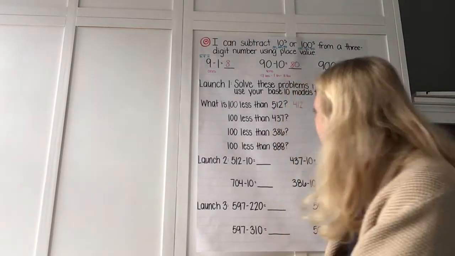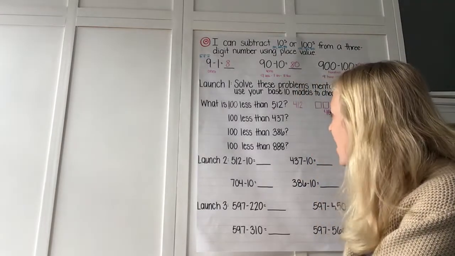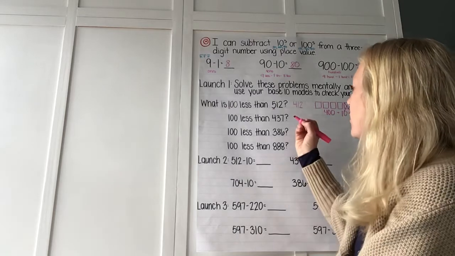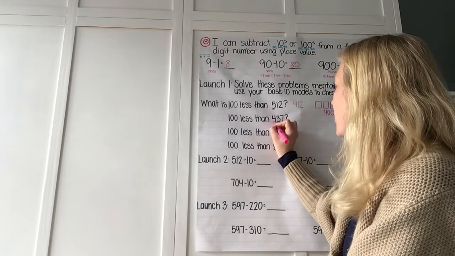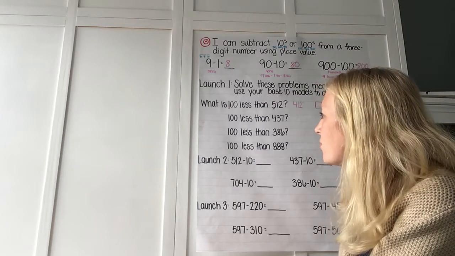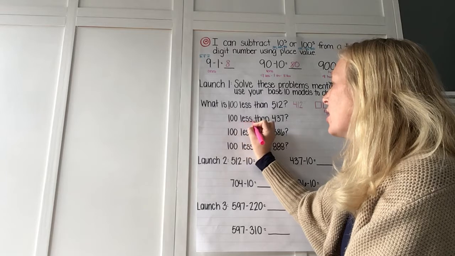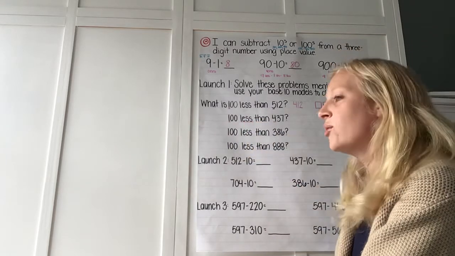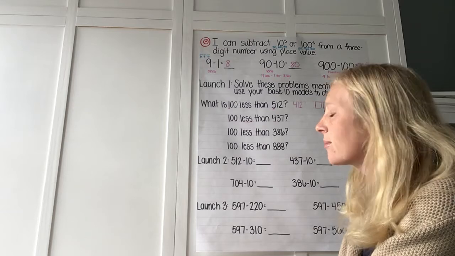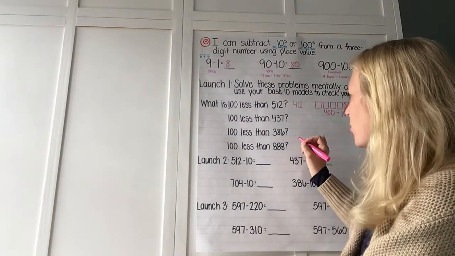Talk to me about 100 less than 437. What did you think about in your head? Okay, your 4 is in the hundreds place. And why did you underline the hundreds place? Because you were finding 100 less. All right, and when you showed 100 less, what did you think in your head? 1 less than 4 is 3.